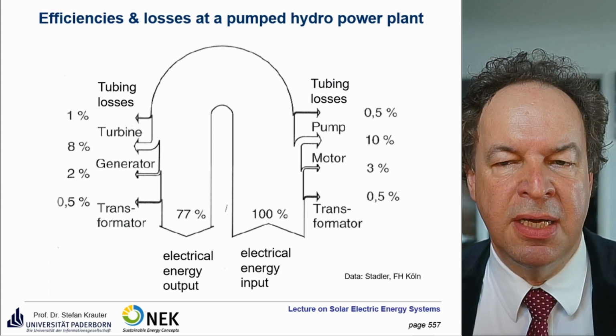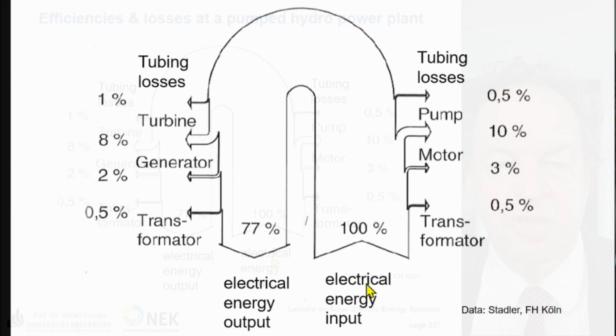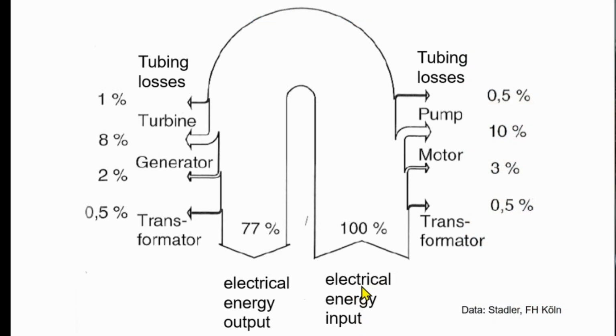Here you see a typical loss diagram of such a power plant. You have the electrical input. First you lose about 0.5% at the transformer. Okay, that's very small, that's negligible. Then 3% at the motor, about 10% at the pump, and 0.5% in the tubing, depending on the size of the tubing and the length of the tubes and so on.